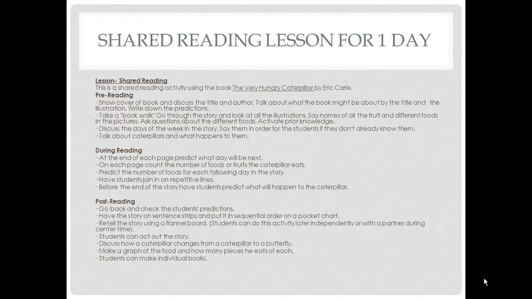Activate the prior knowledge. Discuss the days of the week in the story. Say them in order for students if they don't already know them. Talk about the caterpillars and what happens to them.